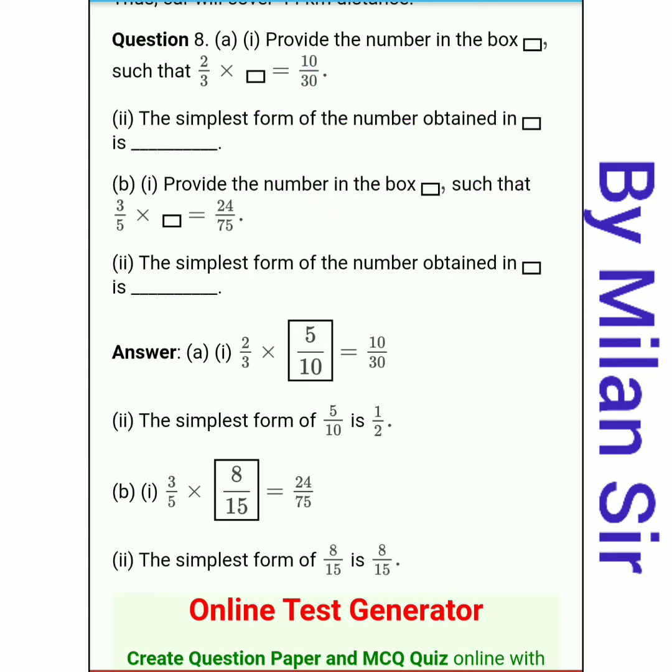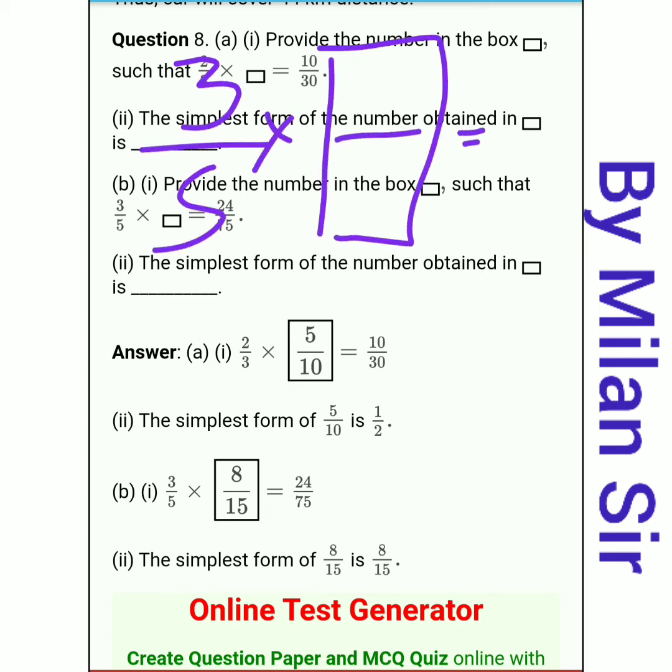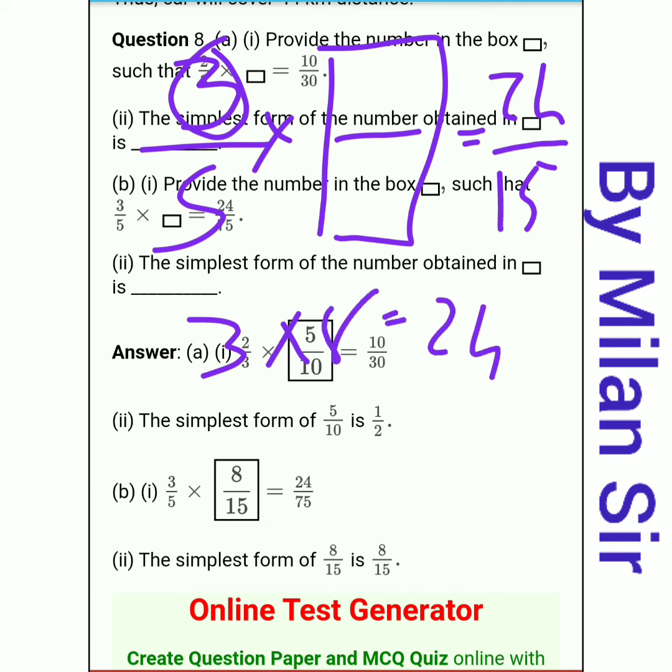Third question, that means a B, and internal question number 1. Provide the number in the box such that 3 by 5 multiplied by box is equal to 24 divided by 75. So here we have 3 by 5, and one box is present here. 24 divided by 15. Now just think about the table of 3 where you will get 24. 3 ones are 3, 3 twos are 6, 3 threes are 9, 3 fours are 12, 3 fives are 15, 3 sixes are 18, 3 sevens are 21, and 3 eights are 24. So in this way you need to think. Here our answer is 8.